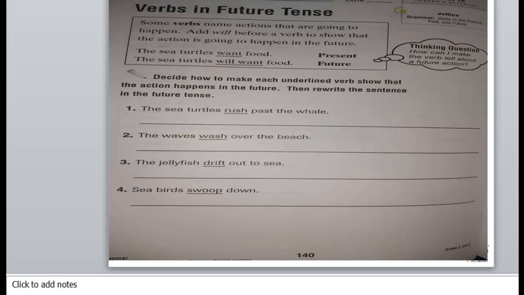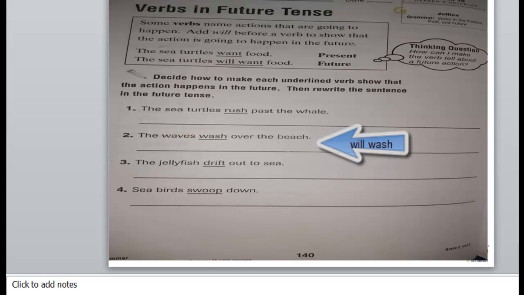Okay, number 2. The waves wash over the beach. Where's the verb? Yeah, the underlined one. Okay, so wash. How are we gonna change it into future tense? It's here what? Present or past or future? Present, right? So we're gonna change it into what? Future tense. Bravo. Okay, so the waves wash over the beach, right? Okay, so wash gonna be? Yes, I heard you. Good, guys. Perfect. Will wash. Bravo. Okay, so the waves will wash over the beach.